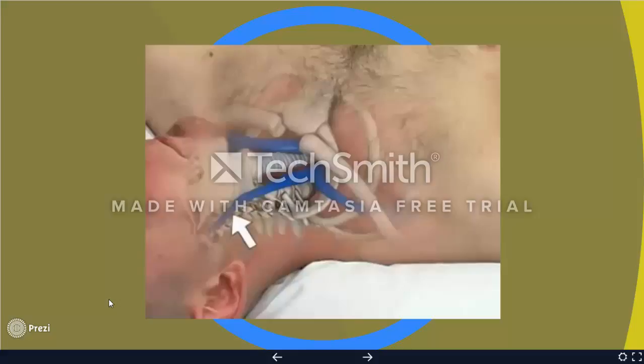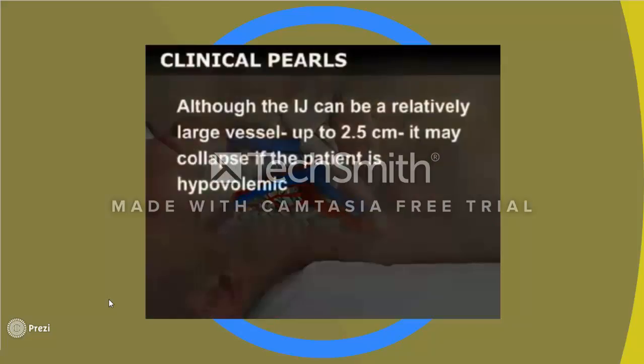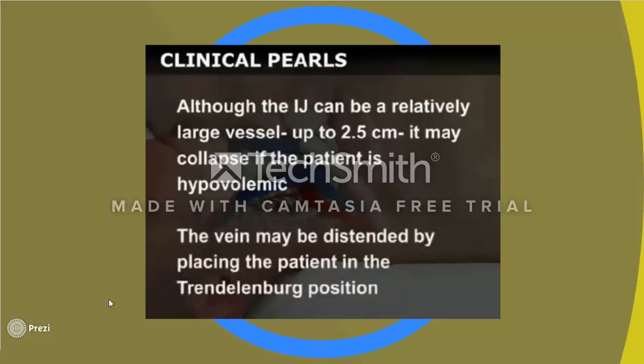The internal jugular vein courses inferiorly between the two heads of the sternocleidomastoid, ultimately joining the subclavian vein posterior to the clavicle. The carotid artery is located medial and slightly posterior to the vein. Although the internal jugular vein can be a relatively large vessel, up to 2.5 centimeters in diameter, it may collapse if the patient is hypovolemic. The vein may be distended by placing the patient in the Trendelenburg position.